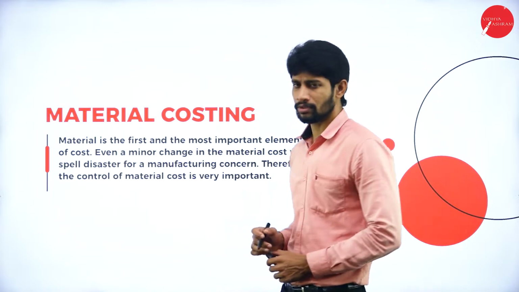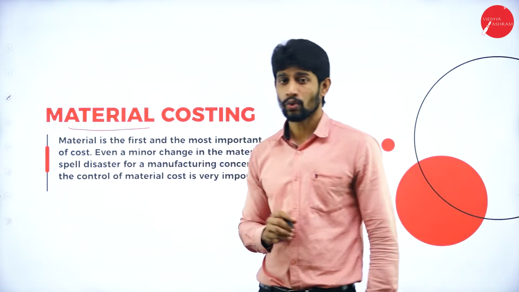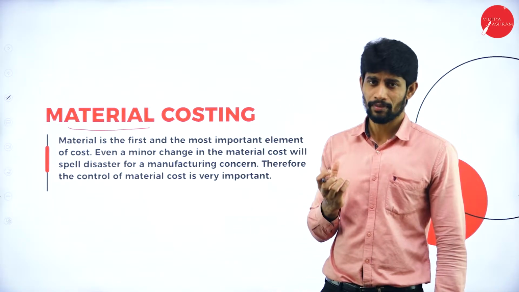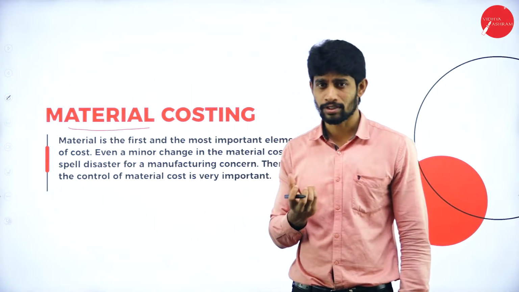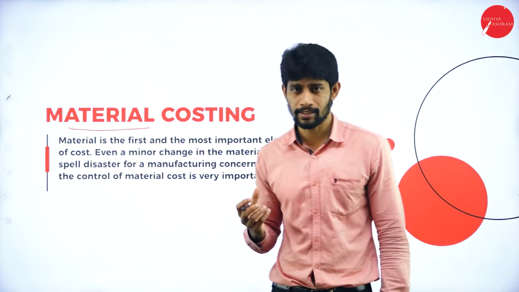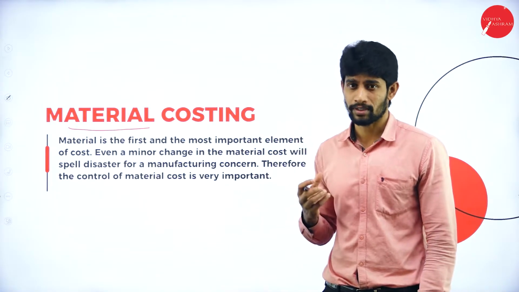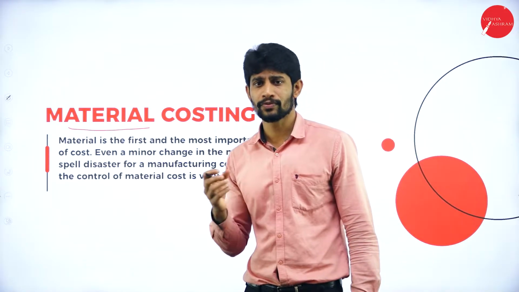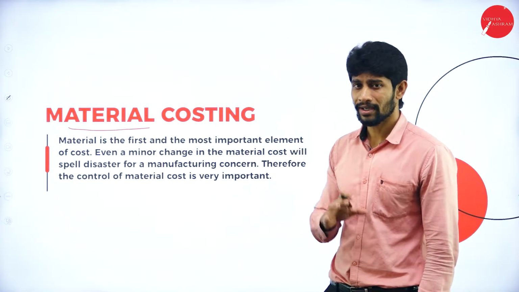So before going to the definition of material costing, first understand what is this material. So what is this material? Material is nothing but the required raw materials to manufacture the final product. So without materials, without inputs, you can't bring the output, that is the final product. So materials are the raw materials or the inputs which are required to manufacture a product. Those things are called material.